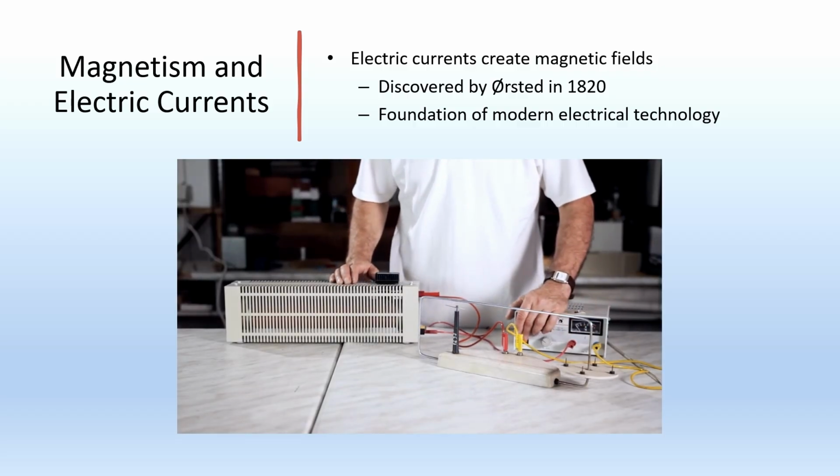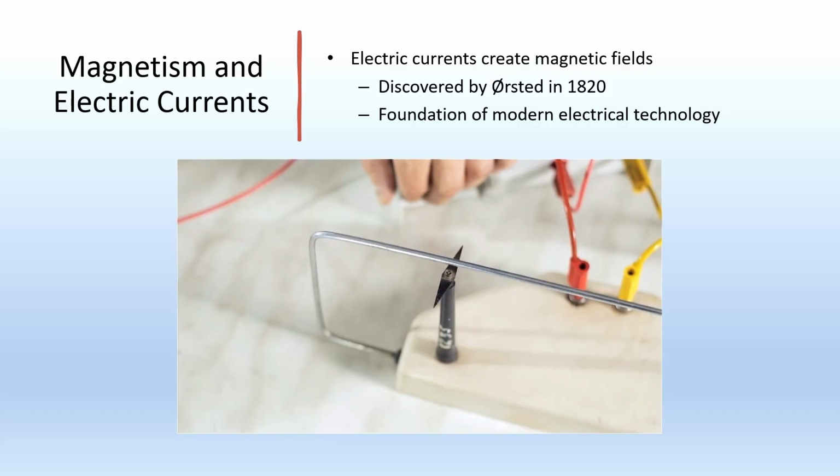In 1820, Hans Christian Ørsted discovered that an electric current can produce a magnetic field. This experiment showed that electricity and magnetism are directly connected. This principle is the basis for electric motors, generators, and electromagnets.